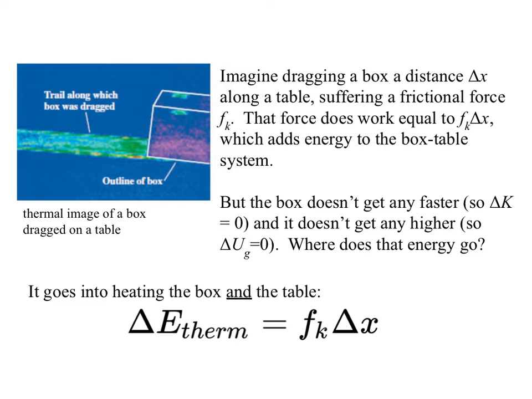Where does that energy go? It goes into heating the box and the table. And it's important to understand it's the interaction, and so both of them get that. And so we can say that the amount of thermal energy gained is F sub k times delta x.